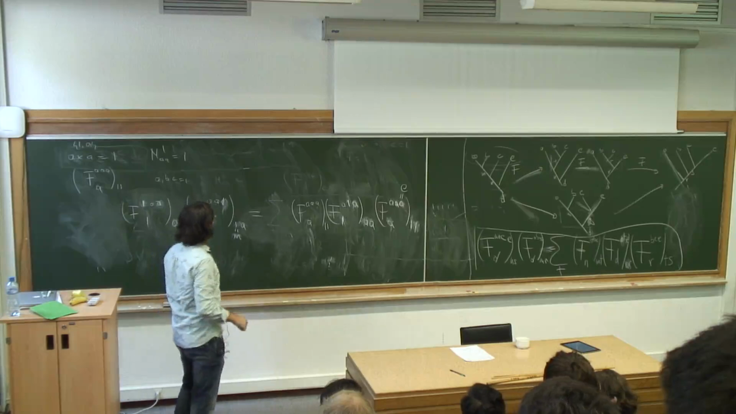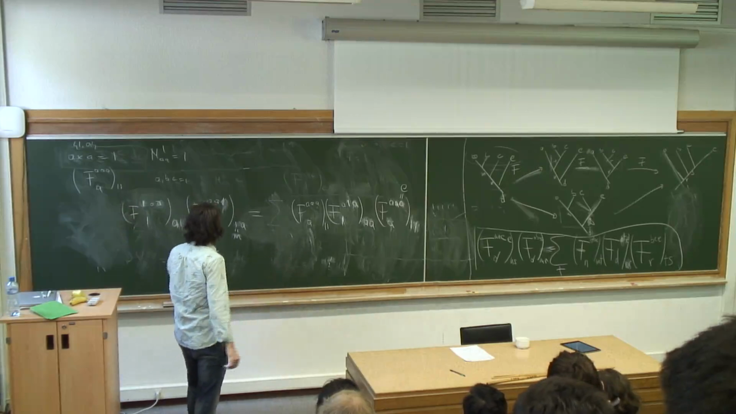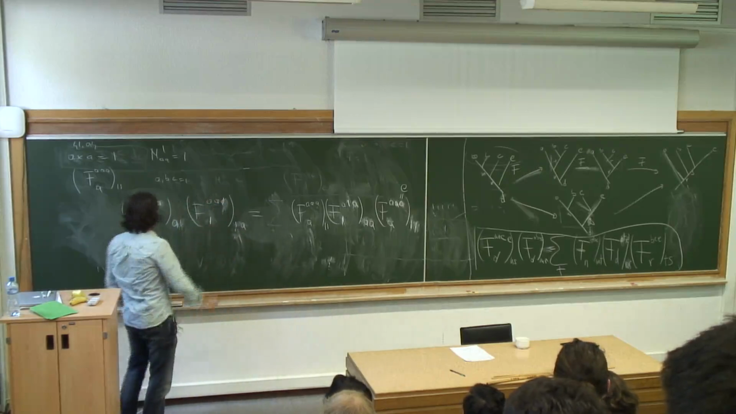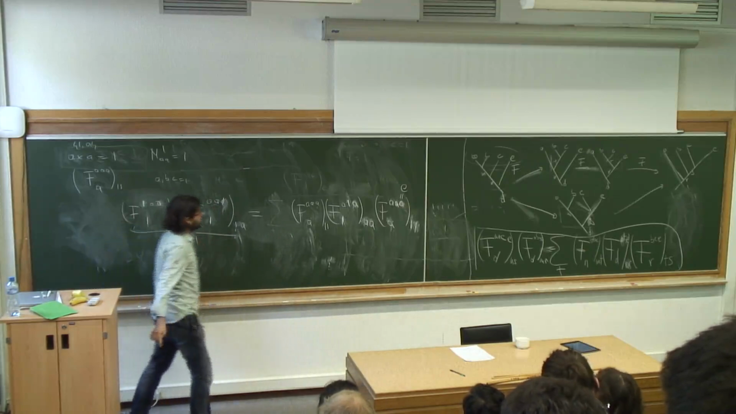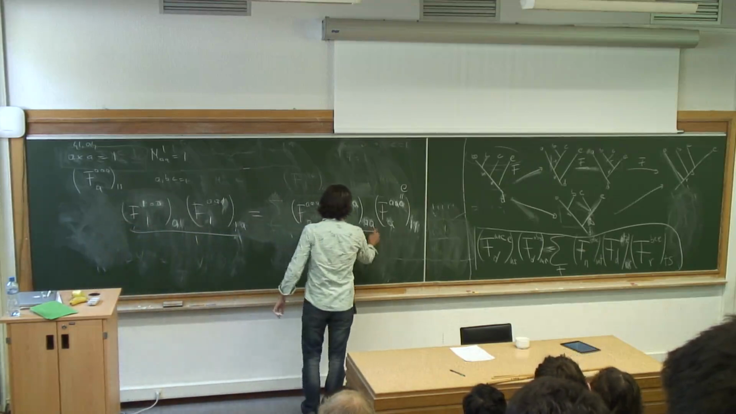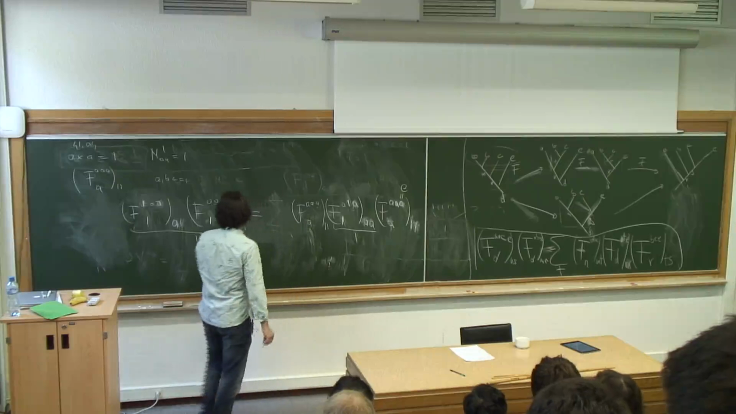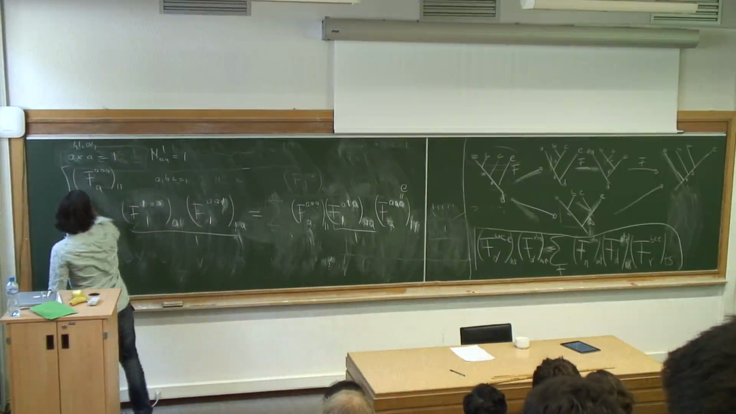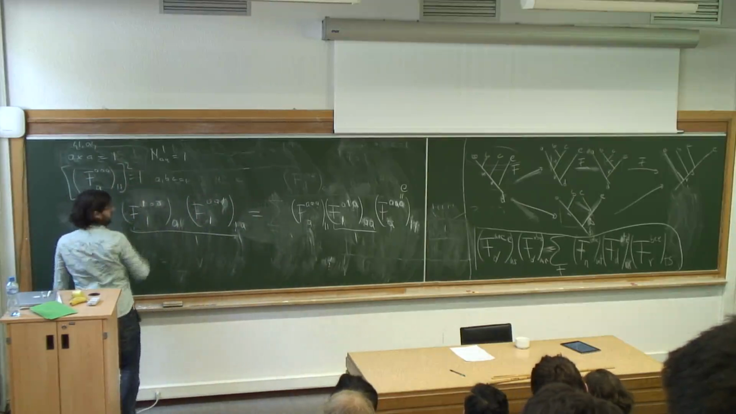Alright. So now we're done. Each of these has 1 in it. So this left side is 1. This has 1 in it. So this is 1. Okay? So I have that this squared is equal to identity.